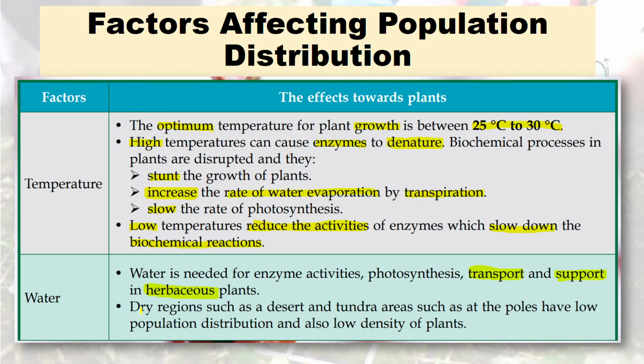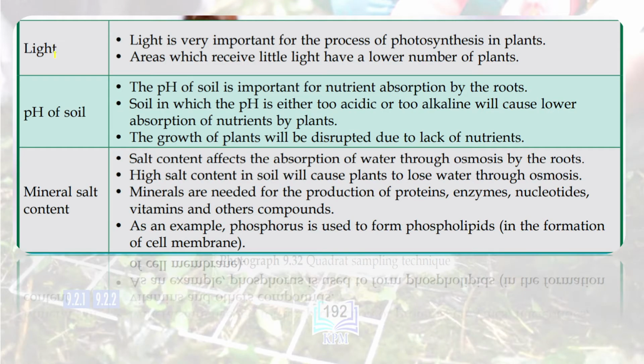Okay, so if dry regions, kawasan yang sangat kering seperti kawasan gurun, kawasan ada tundra areas such as the poles, ya, ini dua kawasan ekstrim lah, terlampau panas, gurun, terlampau sejuk di kawasan kutub. So these regions, they have low population distribution. Okay, tidak begitu sesuai untuk hidupan. Therefore, we say taburan populasi itu adalah rendah. Also, low density of plants. Kepadatan tumbuhan pun rendah.